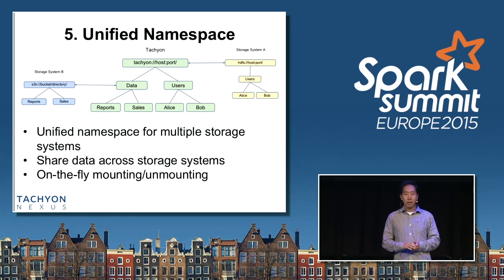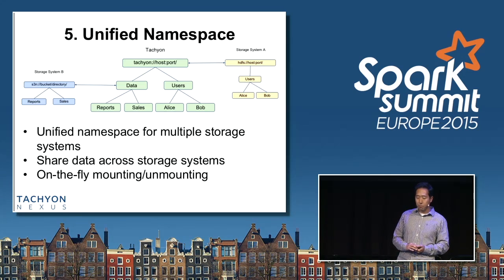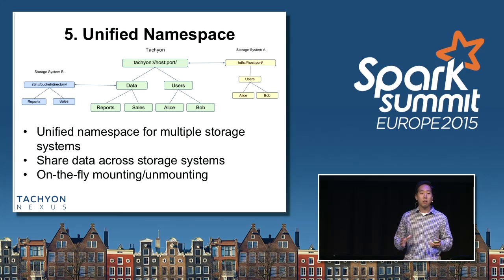Related to transparent naming is a feature called unified namespace. This essentially allows you to mount different under storage systems in the Tachyon namespace, and this can be really powerful. It allows a lot of applications to access data in different storage systems from the same namespace. It allows you to share data between different storage systems from the same namespace. I think it's a really useful feature, and I think it can enable a lot of new workloads.